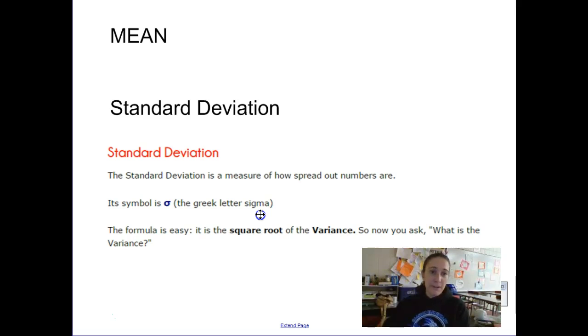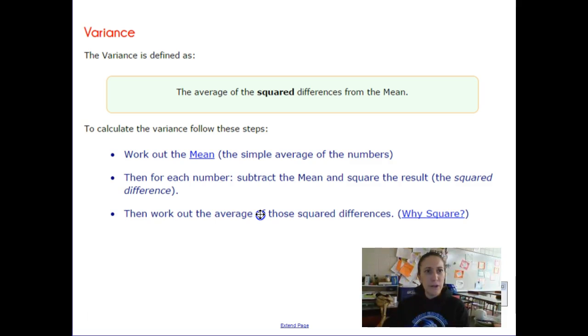It's the square root of the variance. So now you ask, what is variance? Oh, I don't know, what is variance? It's the average of the squared differences of the mean.